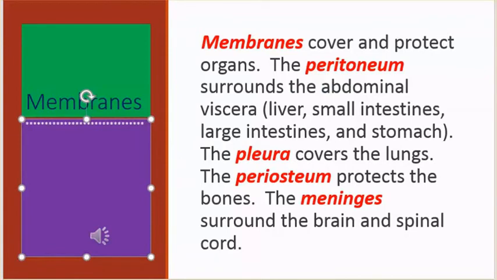Membranes cover and protect organs. The peritoneum surrounds the abdominal viscera, liver, small intestines, large intestines, and stomach. The pleura covers the lungs. The periosteum protects the bones. The meninges surround the brain and spinal cord.